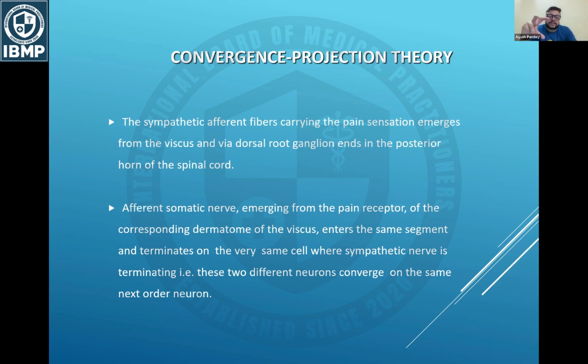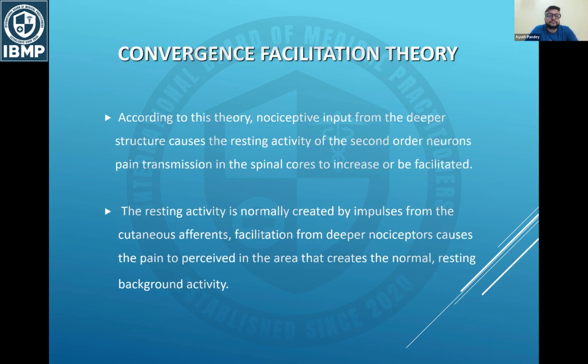So this is the convergence. Because of this converging at the second order interneuron of both visceral afferents and somatic afferents, the projection of the brain is to the somatic. So it is known as convergence projection theory. I hope I am very clear, and it is a very beautiful theory. Through the name only, you can easily distinguish what exactly this theory is trying to portray. Now coming to the convergence facilitation theory.